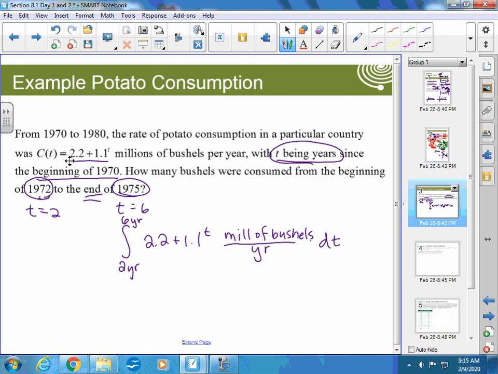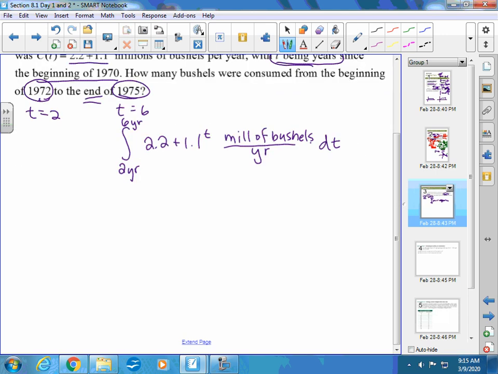Okay. How many bushels were consumed from the beginning of 1972 to the end of 1975? So there's your question. Do you know the antiderivative of these things? What's the antiderivative of 2.2? 2.2 T. What's the antiderivative of 1.1 to the T? You know it? Do you know the derivative of it? Because if you know the derivative, I'll be able to easily show you the antiderivative. What's the derivative of 1.1 to the T? What's the derivative?